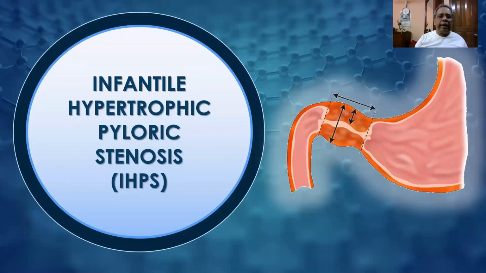What about infantile hypertrophic pyloric stenosis? Look, the pylorus has muscle there. Whenever there is hypertrophy of the muscle coat, there is a spasm, so the food material cannot pass from the stomach to the duodenum. So the baby presents to you with projectile vomiting. After feeding, there is pain and projectile vomiting.